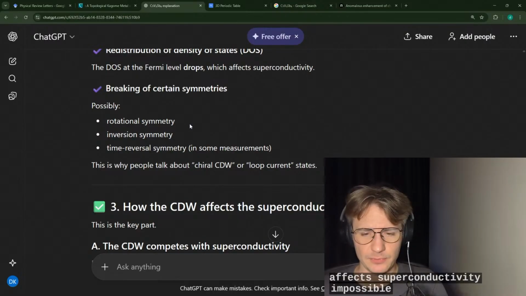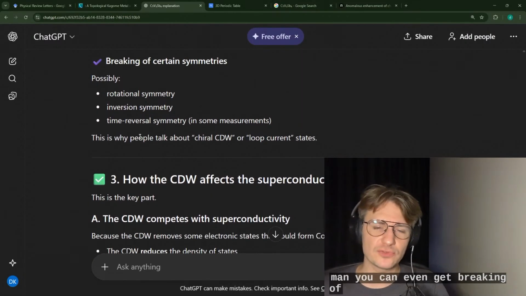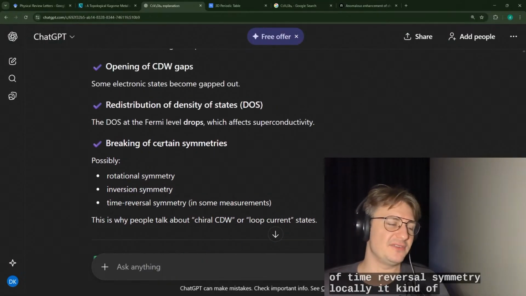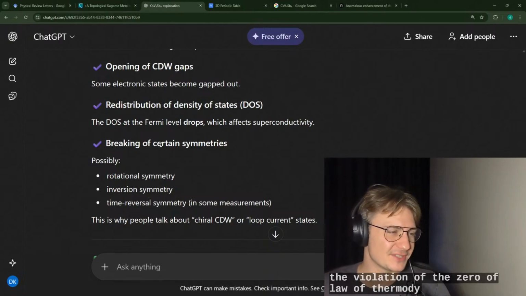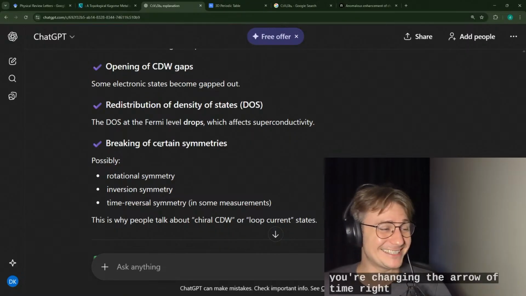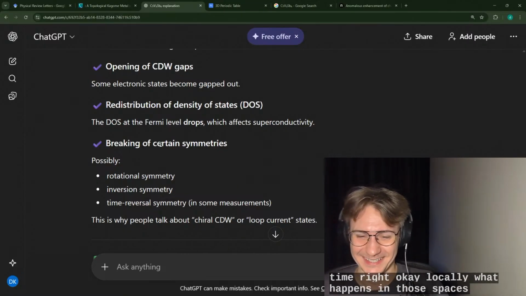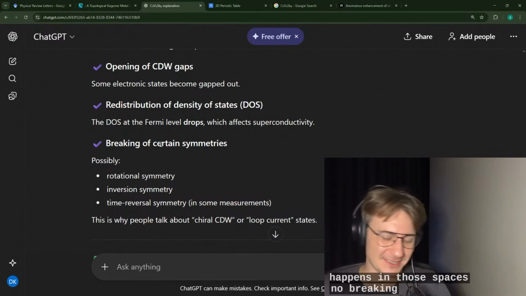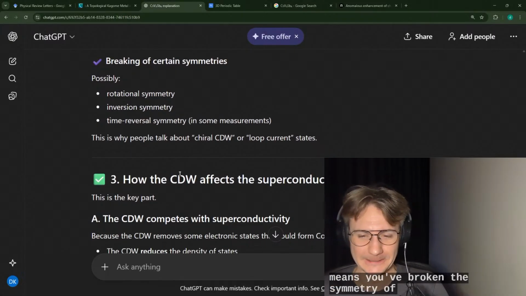Possible breaking of symmetries. Man, you can even get breaking of time reversal symmetry locally. It kind of feels like the violation of the zeroth law of thermodynamics, right? It feels like you're changing the arrow of time, right? That's not okay locally. What happens in those spaces? No, breaking time reversal symmetry doesn't mean that you've broken time. It just means you've broken the symmetry of reversibility.